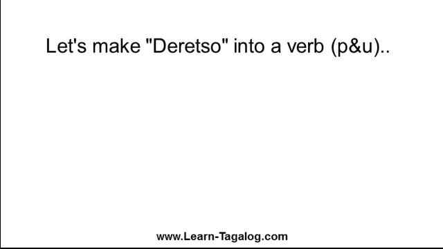Let's make derecho into an "um" verb. So look at that word. What would you do? You take the consonant, the D that it starts with, and move it to the left, right? And put "um" right after it. Dumerecho. Let's listen. Dumirecho. And again. Dumirecho.